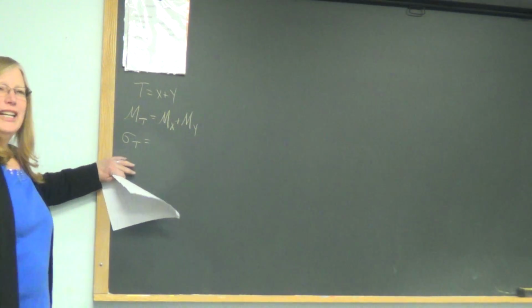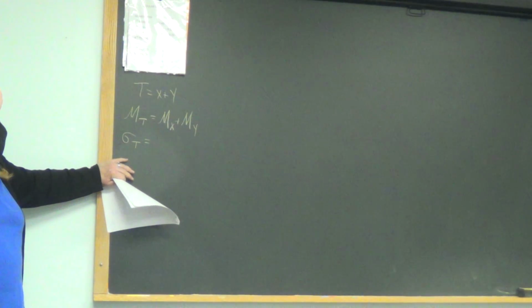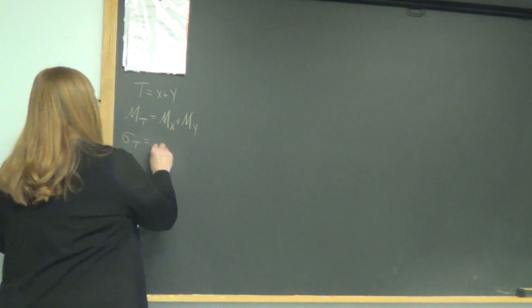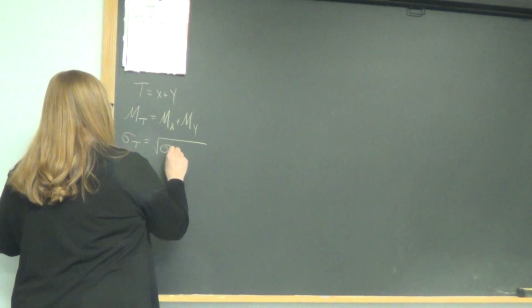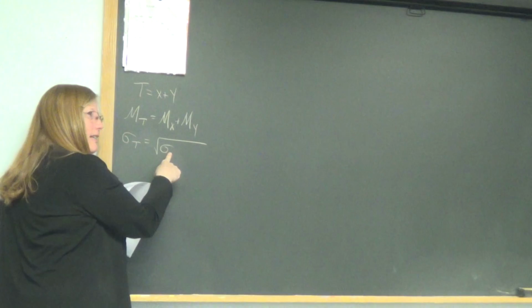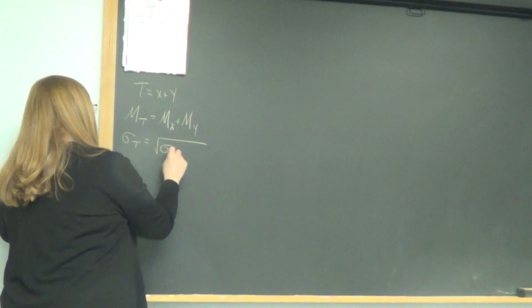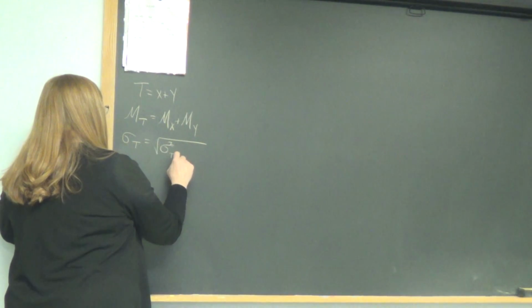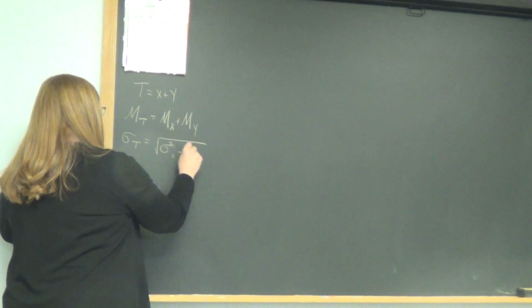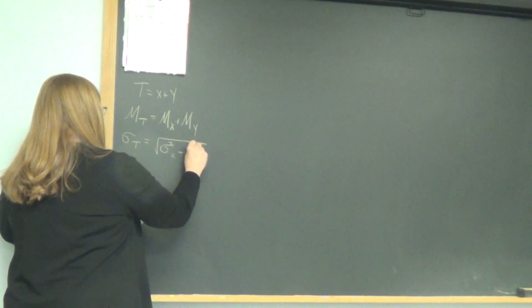How do we do the standard deviation, Caleb? All right. How do you do the standard deviation of a total? Standard deviation would be the square root of the standard deviation of x squared plus the standard deviation of y squared. I'm sorry, the variance. Yeah, the standard deviation squared. Okay, you're right. So the old one, squared.